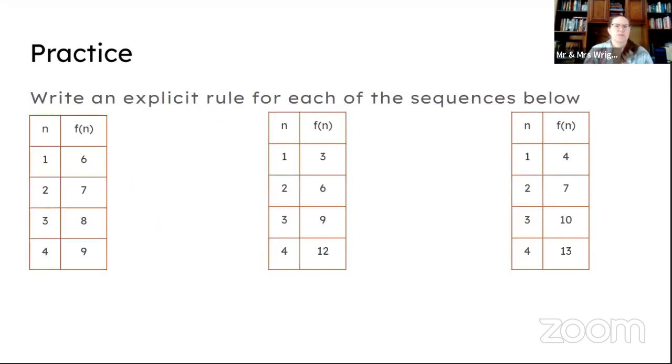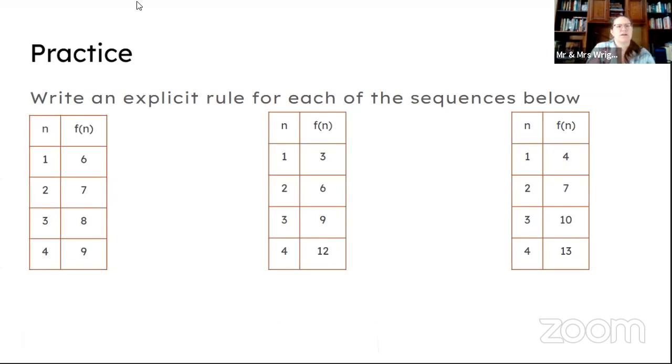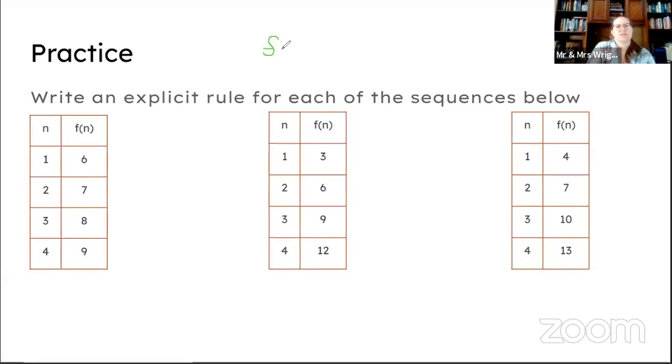All right, write the explicit rule for each of the sequences below. First thing we need to do is write down what our explicit rule formula is. Okay, f of n is f of 1 plus the difference times n minus 1. If you're making your note card, this is definitely something you should write down on your note card, the explicit rule.